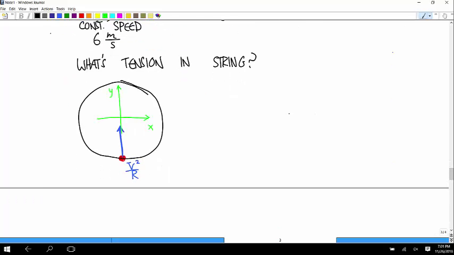Okay, so v squared over r. Speed is 6 meters per second, so 6 squared divided by 0.25. That's 36 times 4, 144 meters per second squared.